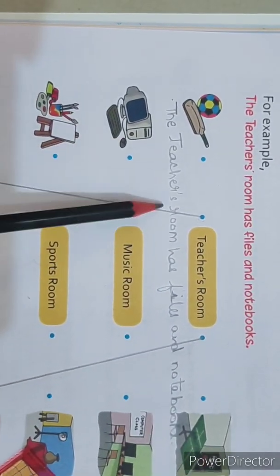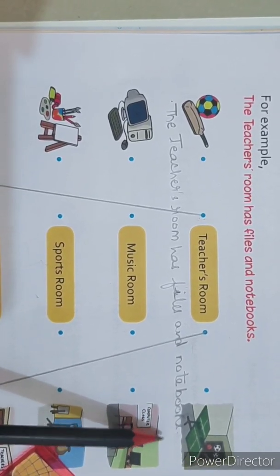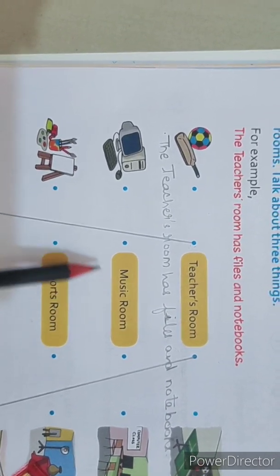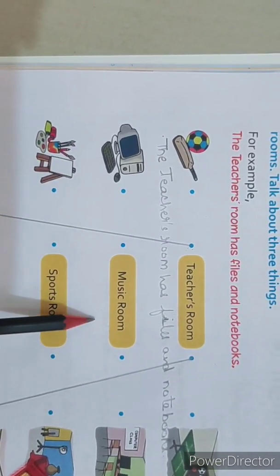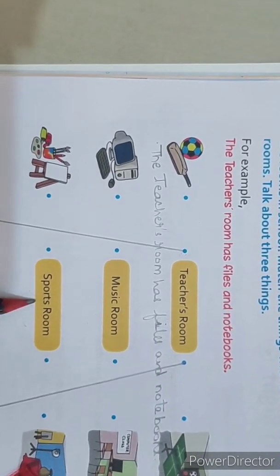And now for example, can you see the teacher's room has files and notebooks? So you will write this sentence just below the teacher's room like this. The teacher's room has files and notebooks. Full stop. In the same way in the music room you will write, the music room has musical instruments. In the sports room also you will do the same way. You will match with the sports items. Which is the sports item over here? The bat and the ball are the sports items.